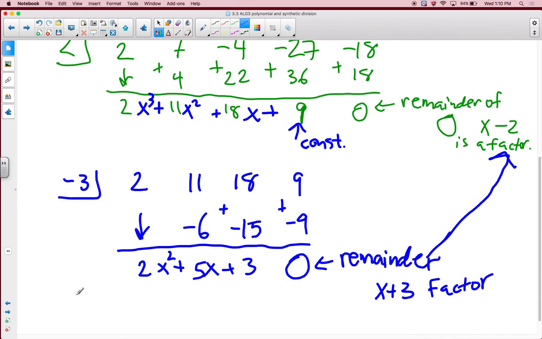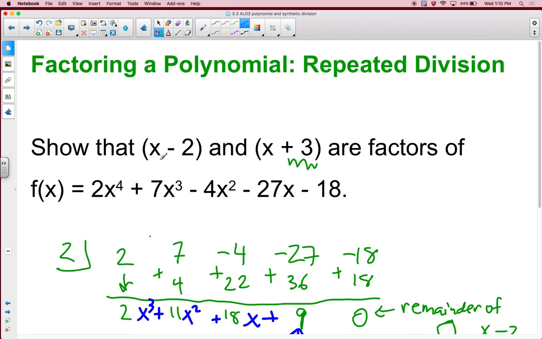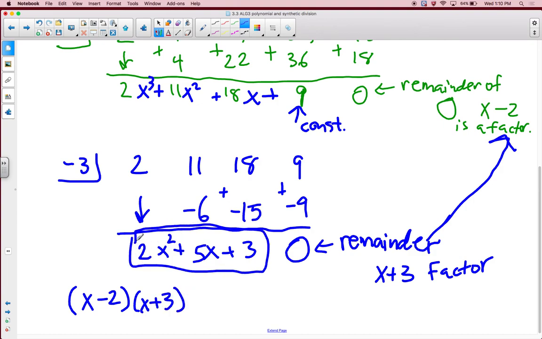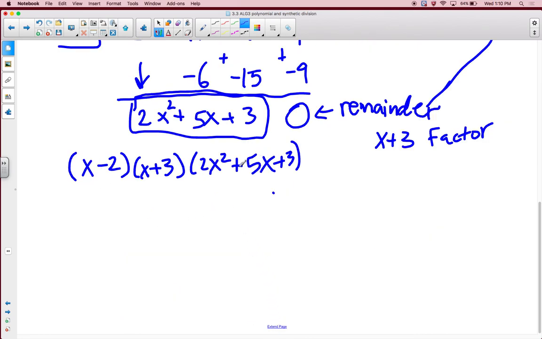So here's what we have so far. We know that x minus 2 and x plus 3 are factors. Then we have this quadratic that's left over: 2x squared plus 5x plus 3. Then we can finally factor this last part. I'm going to factor this by doing a times c, 2 times 3 is 6, and we ask what multiplies to 6 and adds up to 5: 2 and 3.